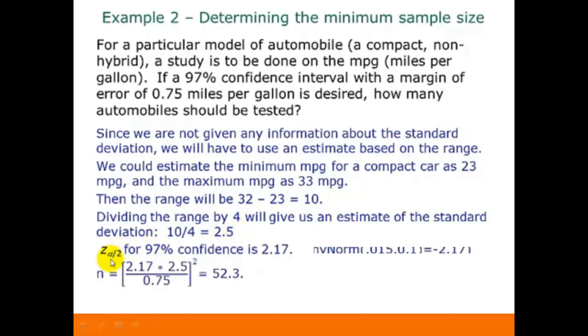Now the critical value from the standard normal distribution for 97% confidence is 2.17. Now if we plug all that into our formula here, we end up with 52.3.